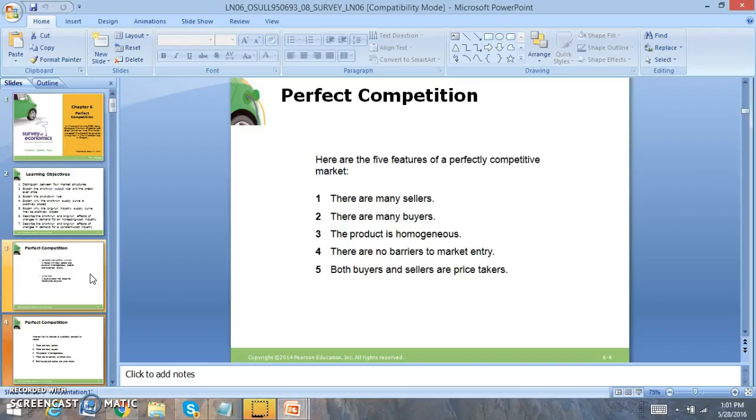The characteristics are many buyers and sellers, like we discussed. The products are identical or homogeneous. There are no barriers, and both buyers and sellers are price takers. Now, when you look at this market, it makes it very tough for them to bring about any market changes in terms of pricing. It is very difficult for them.